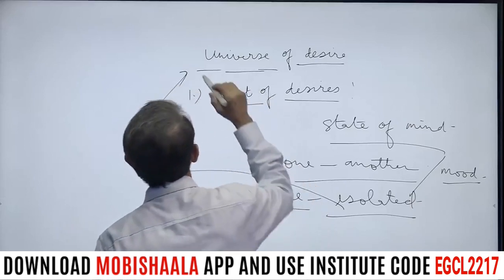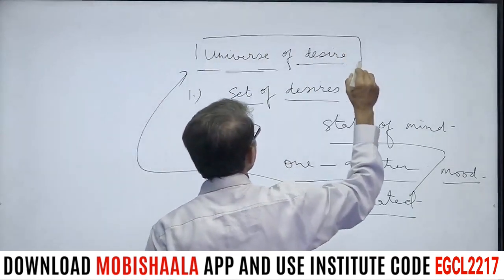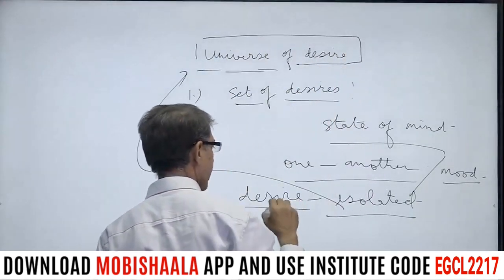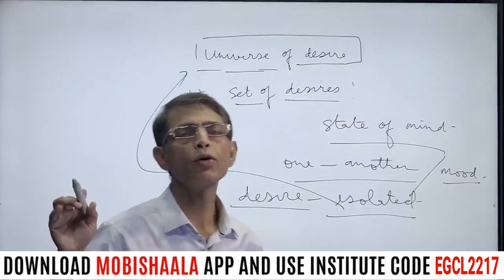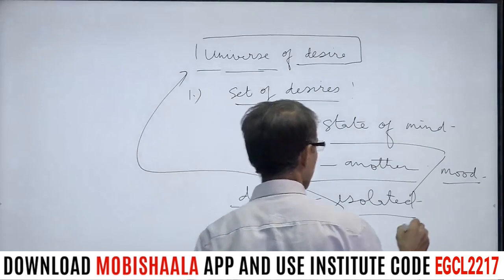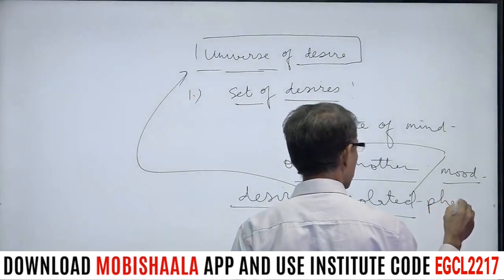So this is your inverse of desire. What we have to understand is that every desire belongs to an inverse of desire. It's not an isolated phenomenon.